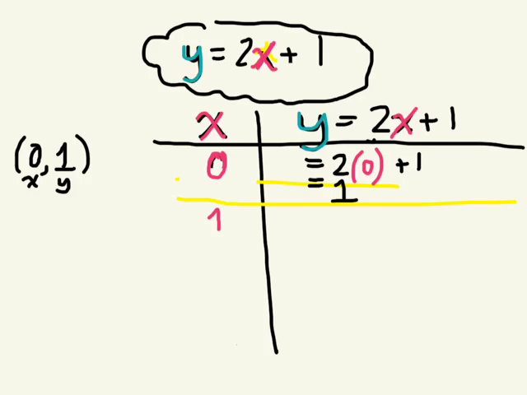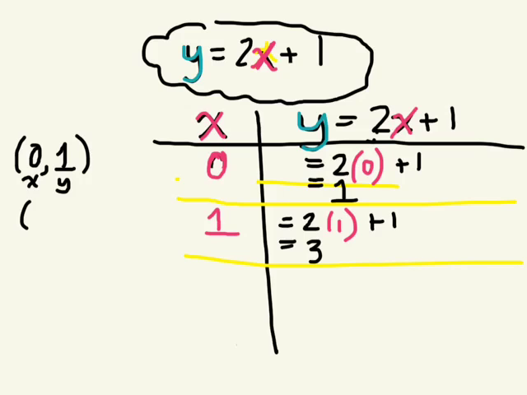If X is 1, now we're going to find Y. Well, Y is equal to 2 times X, so what would it be? 2 times 1, plus 1. And 2 times 1 is 2, and then plus 1 is 3. Good. So what's the second coordinate when we go to graph this? Well, x is 1, so it's 1, comma 3. Good. And so on.